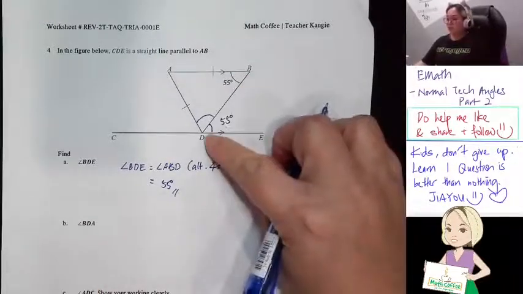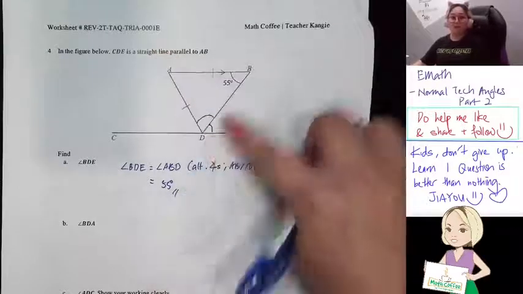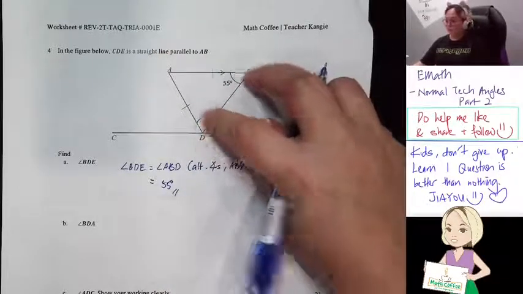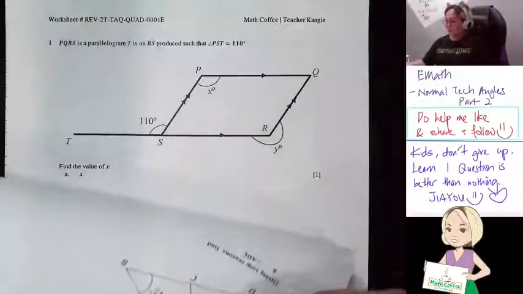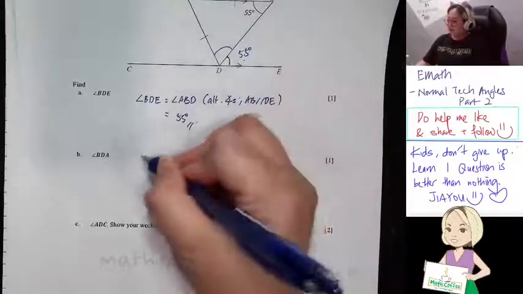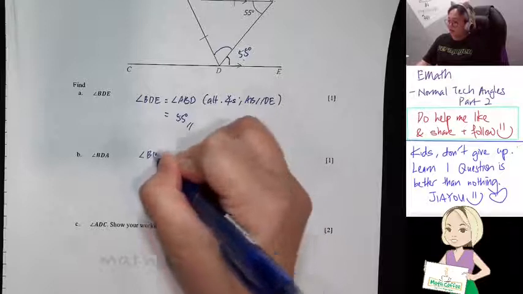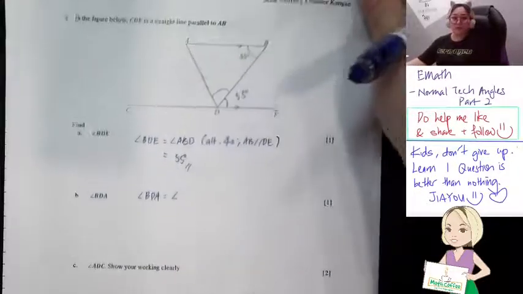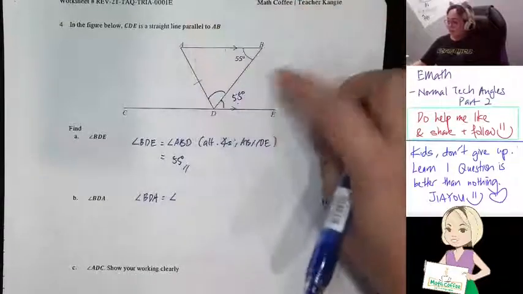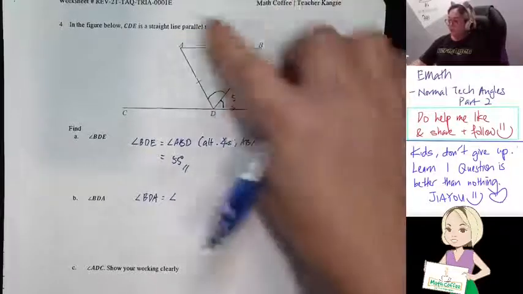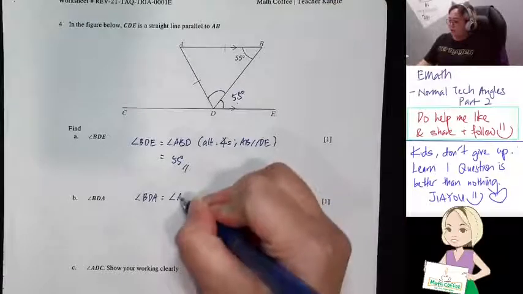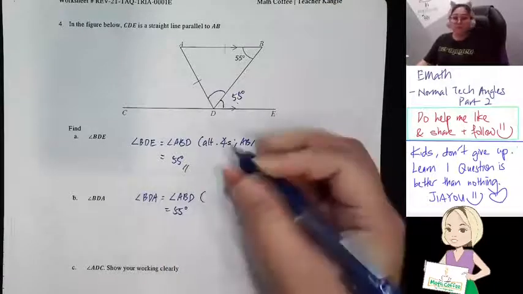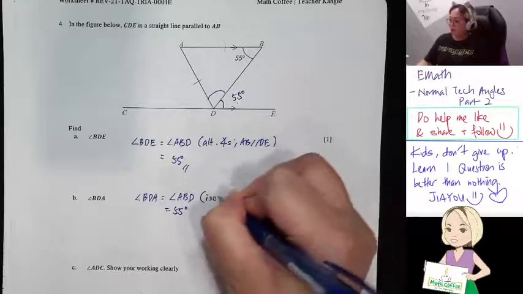This one is easy, why? Because this is an isosceles triangle. In an isosceles triangle, the base angles are equal. Okay? So you will say angle BDA is equal to angle ABD, which is equal to 55 degrees. The reason you can say is isosceles triangle.